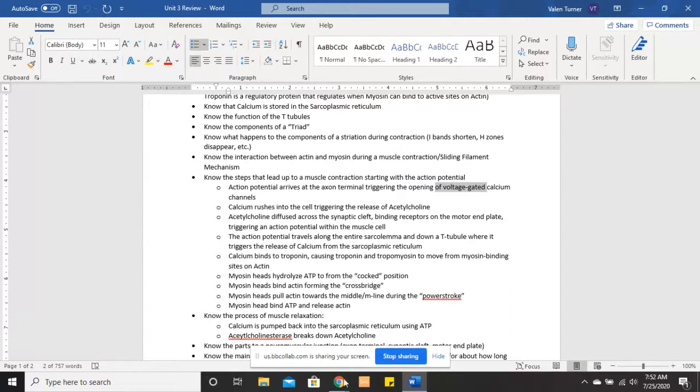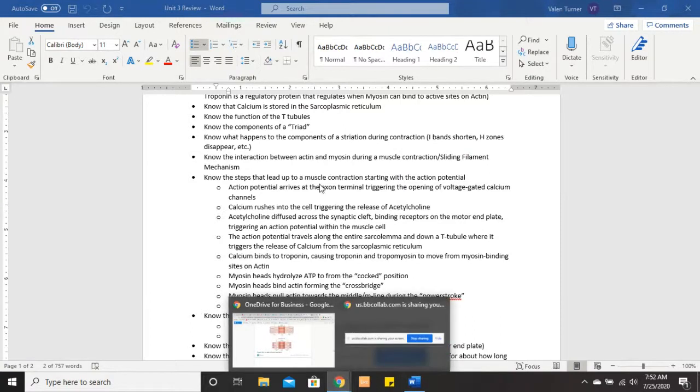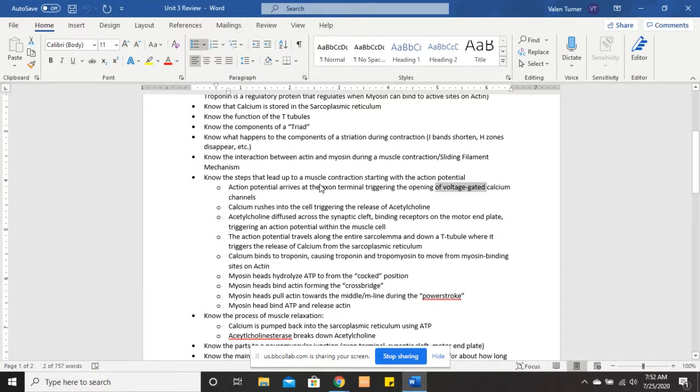And when it arrives at the axon terminal, it triggers the opening of a voltage-gated channel. Oh, before we get into that, it helps to know. Actually, we'll get into that when we get into neurons. I was going to talk about the different types of channels, but we talk about that in the chapter over nervous tissue. But for now, let's just go through muscle contraction.